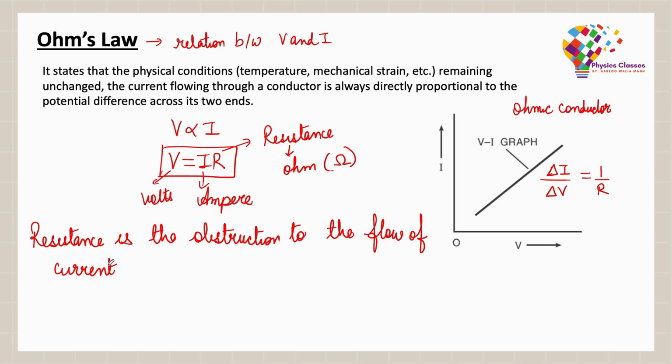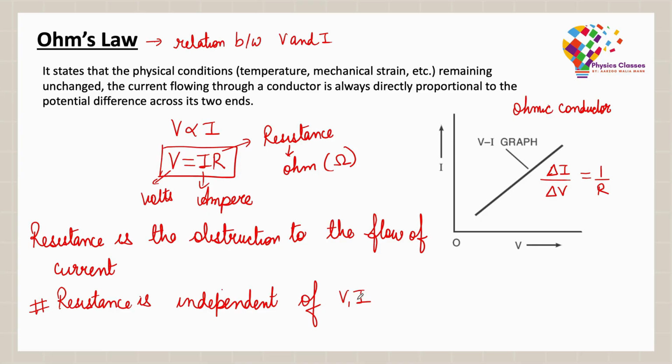Now V is equal to IR, but R in this equation is just a constant of proportionality. Therefore, a very important point to keep in mind is that resistance is always independent of V and I. Your resistance increasing or decreasing can affect the current and the potential difference. But if you double the current, nothing happens to the resistance. You triple the potential difference, nothing happens to the resistance. Your resistance remains independent of V and I.